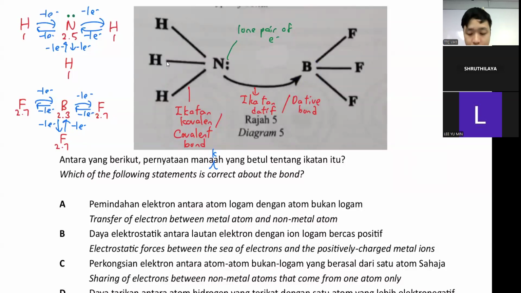This is called the dative bond. Remember, a dative bond is also a type of covalent bond, but a bit different. Normally, in a covalent bond, you share mine, I share yours.